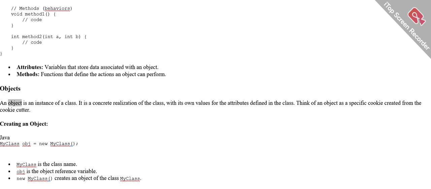Objects. An object is an instance of a class. It is a concrete realization of the class, with its own values for the attributes defined in the class. Think of an object as a specific cookie created from the cookie cutter. Creating an object. Java. MyClass obj = new MyClass(). MyClass is the class name. obj is the object reference variable. new MyClass() creates an object of the class MyClass.